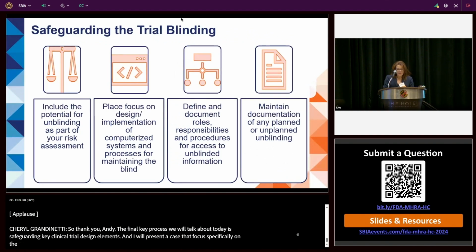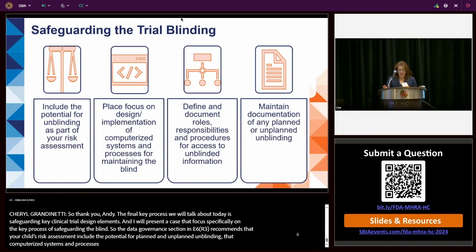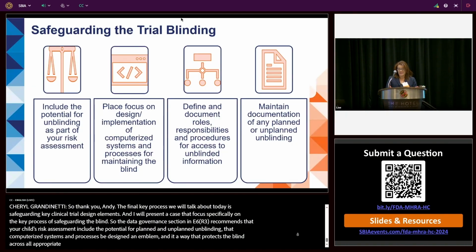The data governance section in E6R3 recommends that your trial's risk assessment include the potential for planned and unplanned unblinding, that computerized systems and processes be designed and implemented in a way that protects the blind across all appropriate stages of the trial. This includes managing user accounts and roles for providing data access, and we heard a lot about this throughout the day today.